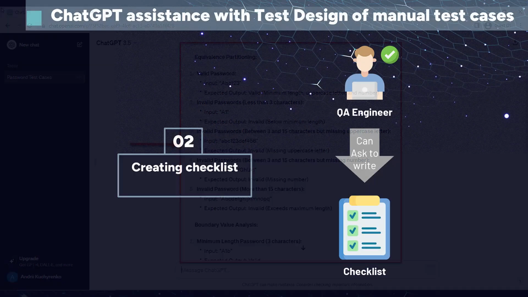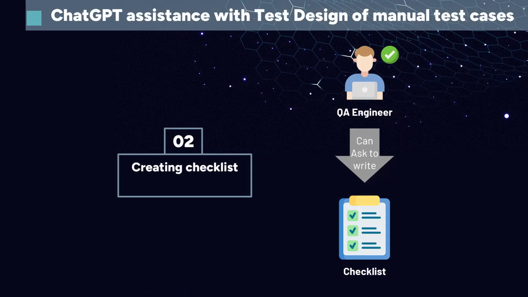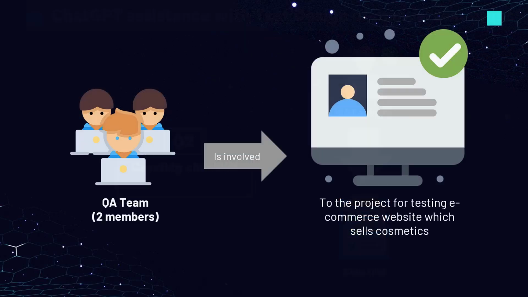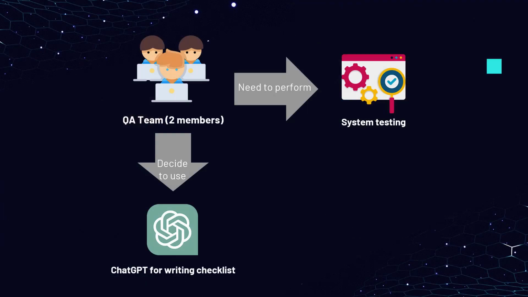Let's consider the example of such process. Imagine that the QA team is involved in the project for testing an e-commerce website which sells cosmetics. The team consists of 2 QA engineers. The project is currently at the development stage and system testing should start soon. Since the testing team consists of only 2 people and writing test cases is time-consuming, they decide to write a checklist for testing such a website using ChatGPT.